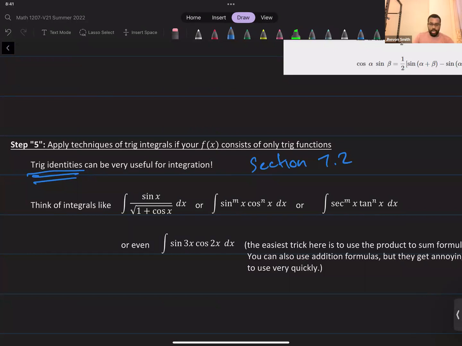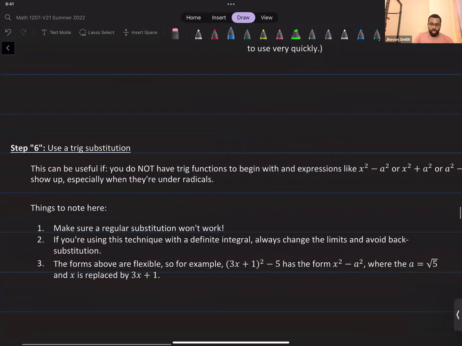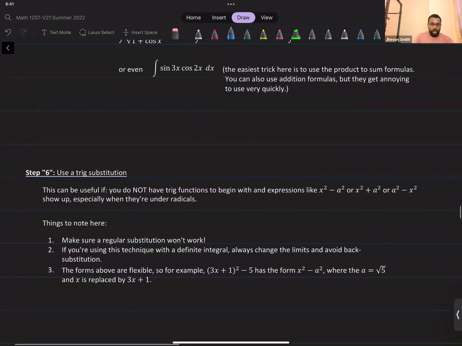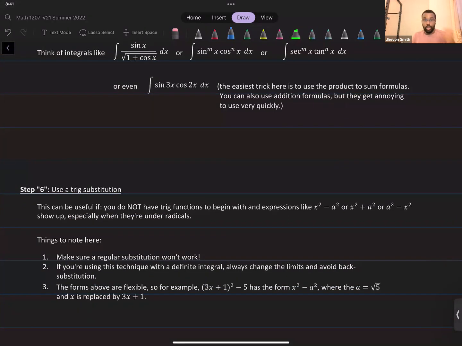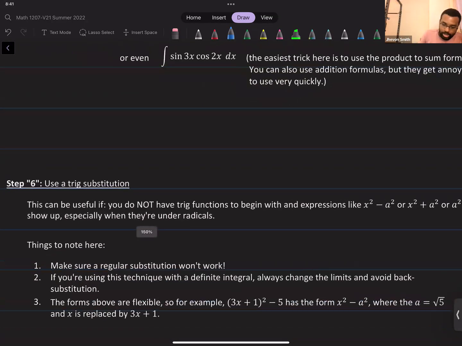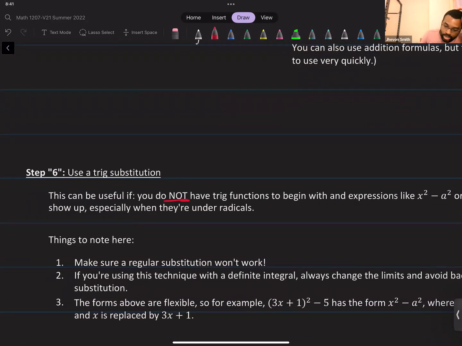Now, another technique would be trig substitution. Again, I am assuming you tried regular substitution and it did not work. Do not think trig substitution before you think regular substitution, right? You do not think almost anything beyond integration by parts if you haven't already thought of a regular substitution, okay? So assuming that regular substitution did not work, and this is also very important, you do not have trig functions to begin with.